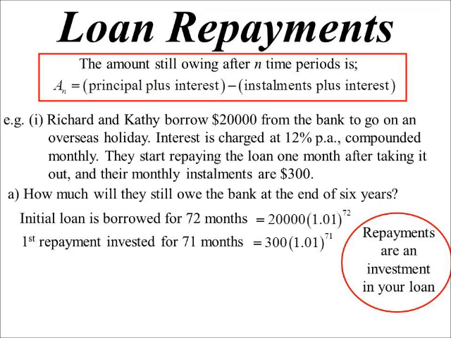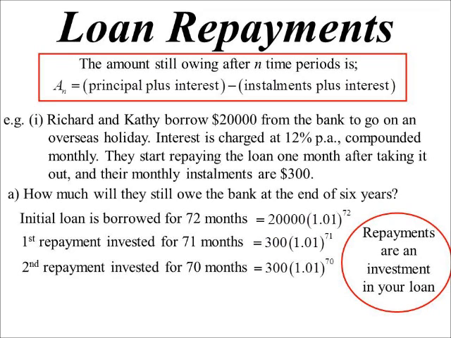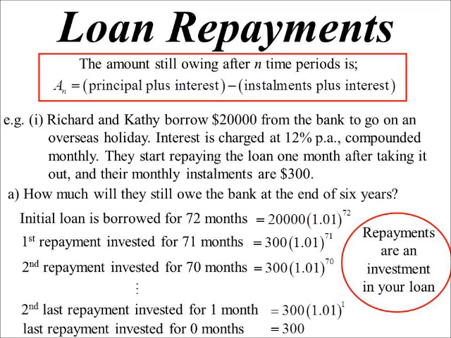It'll be in there for 71 months though, because remember, you don't pay the first one back until after the first time period. Then I'm going to have a second repayment, but it'll only be in there for 70 months. And so on and so on and so on. The second last repayment will be there for 1 month. Because the last repayment, there's no interest applied to the last repayment because you're done. So they don't charge any interest. It's like, here, I'm giving you $300. We're finished. Contract's over. So no interest is applied to that last one. Yeah?